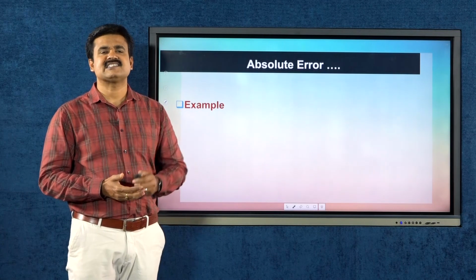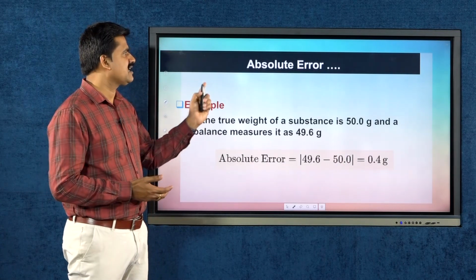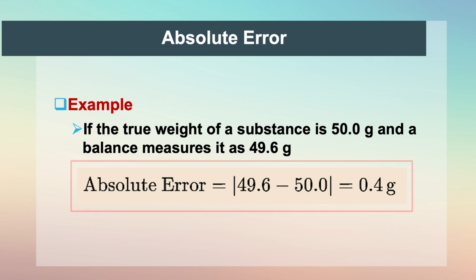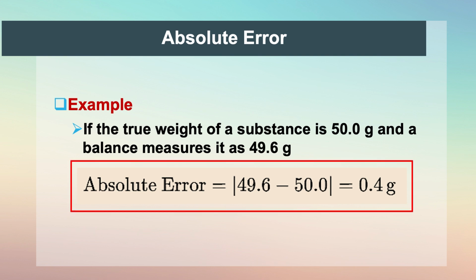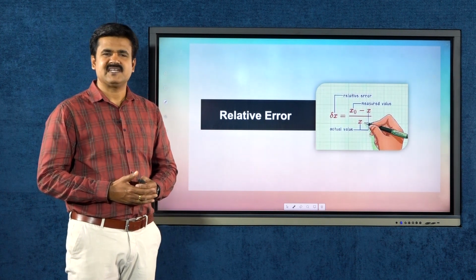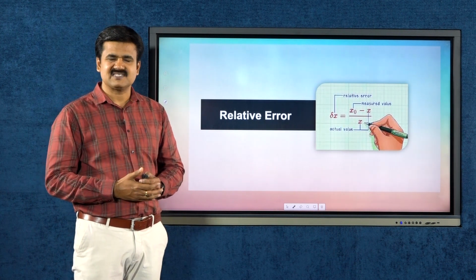Now, this is an example for you relating to absolute error. If the true weight of a substance is 50 gram and a balance measures it as 49.6 gram, then the absolute error is the modulus of the difference between these two quantities, that is 49.6 minus 50.0, and the absolute error is 0.4 gram.